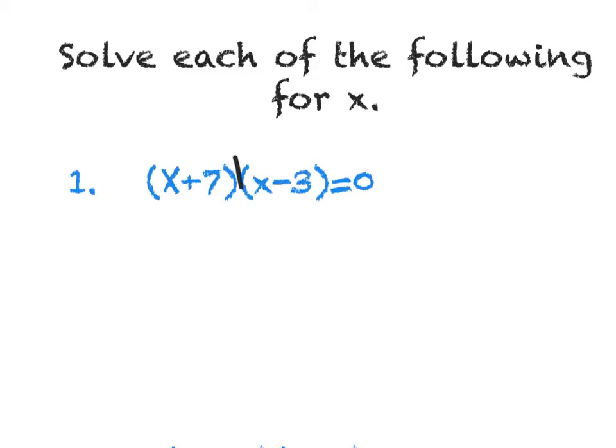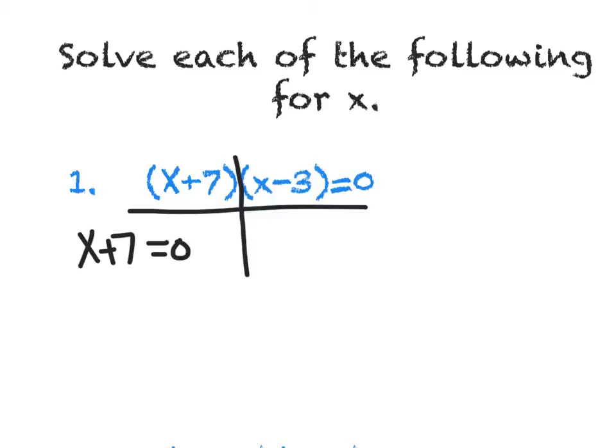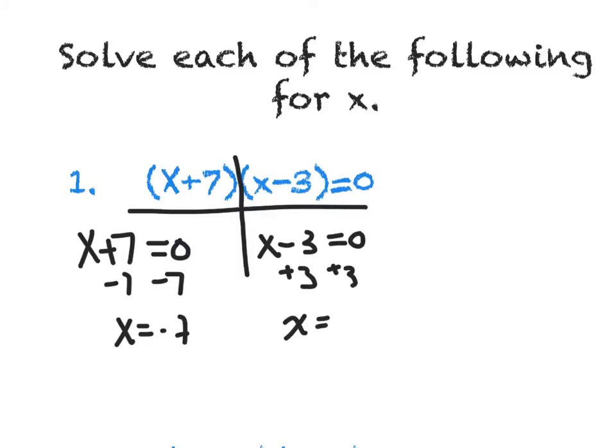So you might have heard the phrase "tee it up." In between the two factors, basically you're making a T between them, and you're setting each side equal to 0. So x plus 7 equals 0, and x minus 3 equals 0. And then I'll go ahead and solve: subtract 7, so x equals negative 7; add 3, and x equals 3. Now, one little hint, you'll notice there were two x's, so I should get two answers.